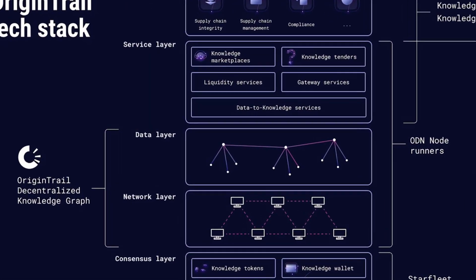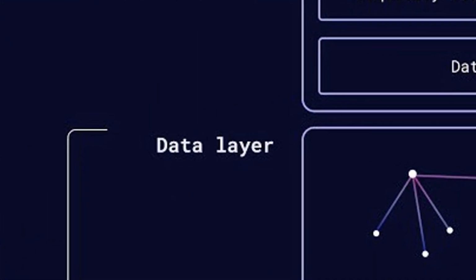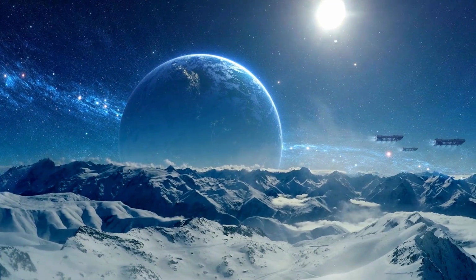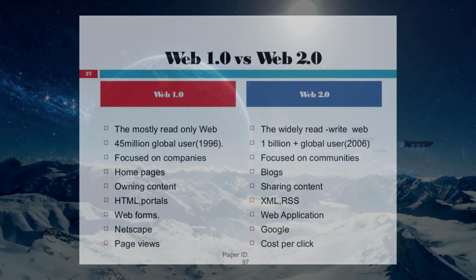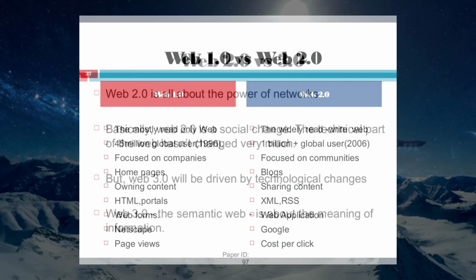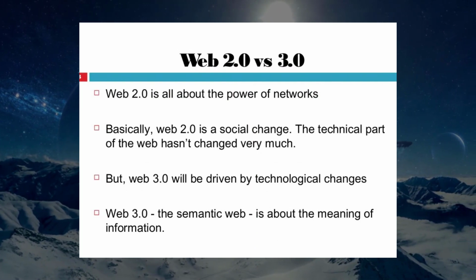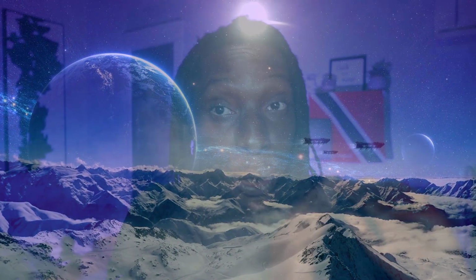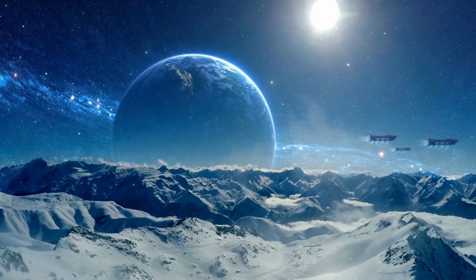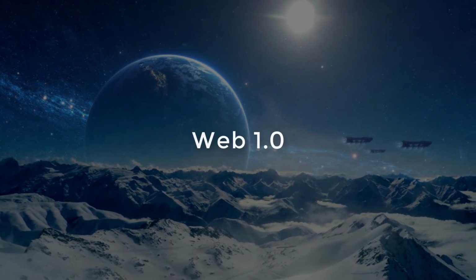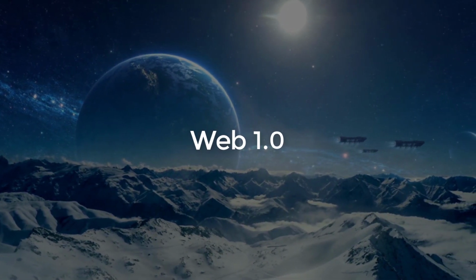In order to explain the OriginTrail semantic layer, you're going to need to understand a couple of things about where we've come from as it relates to Web 1.0, Web 2.0, and where we're going in Web 3.0 and Web 4.0. I will be burning through these for the sake of time because we have a lot to cover today. So let's go. Web 1.0 really refers to the read-only internet.